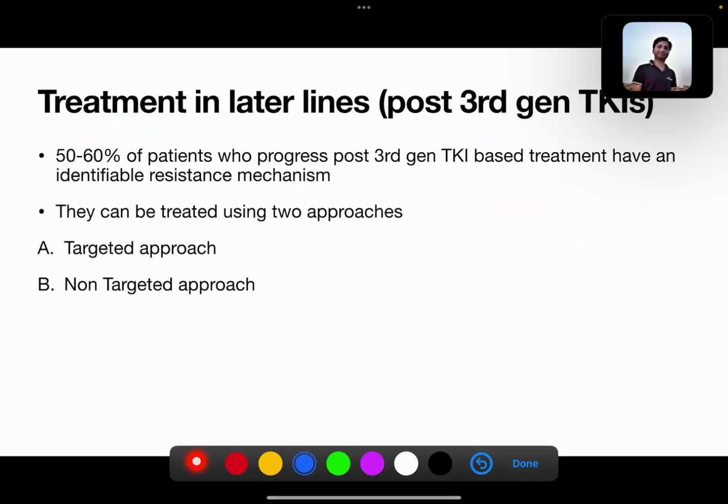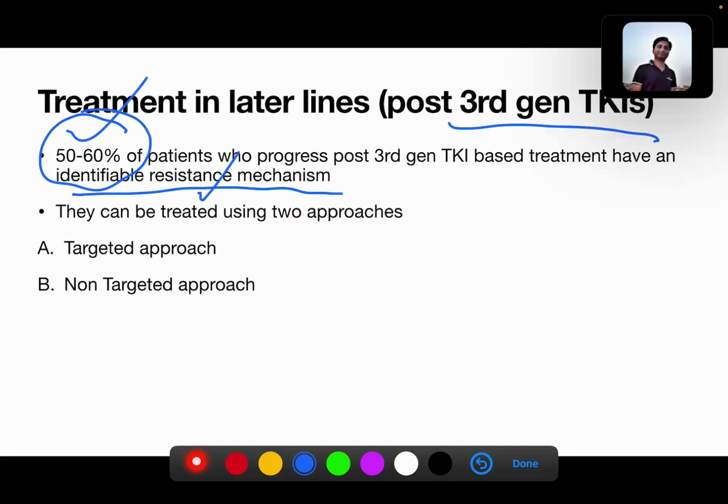So now, coming to treatment in later lines, so post third generation TKIs, like I said, 50 to 60% of the patients will have an identifiable resistance mechanism. So you can treat second line onwards based on 2 approaches. So you can have a targeted approach based on the resistance mechanism, or you can have a non-targeted approach.